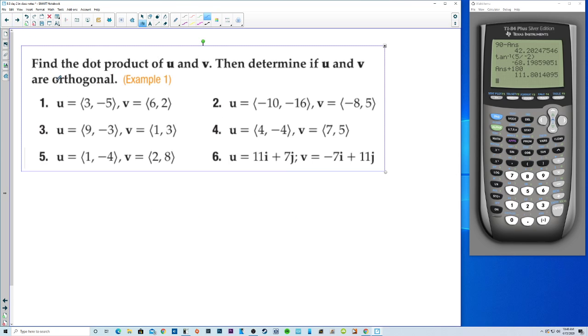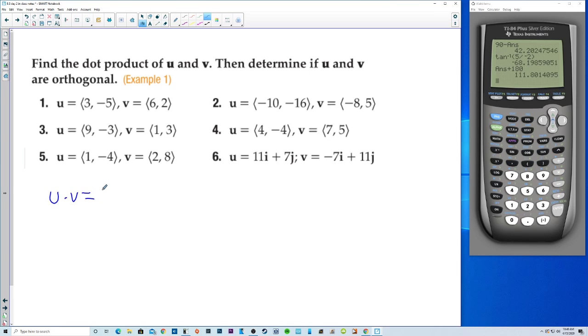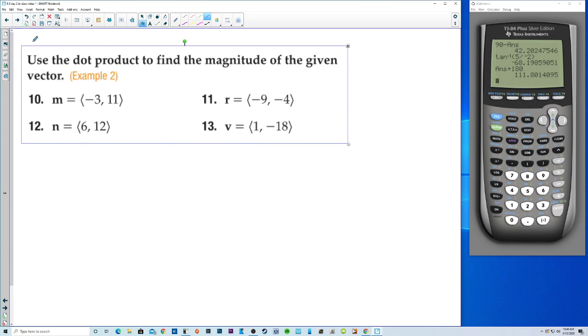Find the dot product of u and v. So now we're kind of getting into 8.3 territory. So u dot v is equal to, we multiply the x's, 18, and we always add, multiply the y's, -10. And we get 8, and so that is not orthogonal. Not 0.